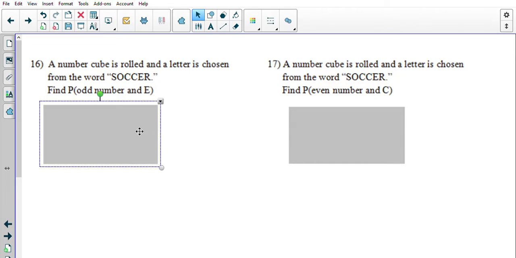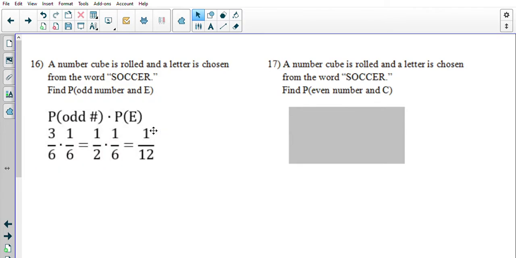Well, an odd number on the number cube, we've seen this many times, is 3 out of 6. The probability of E in soccer, there are 6 letters, and one of those is an E, so that's going to be 1 out of 6. 1/2 times 1/6 is going to get us 1/12.